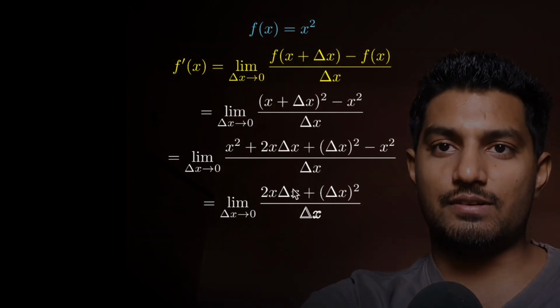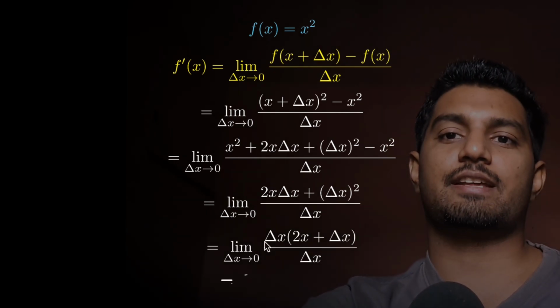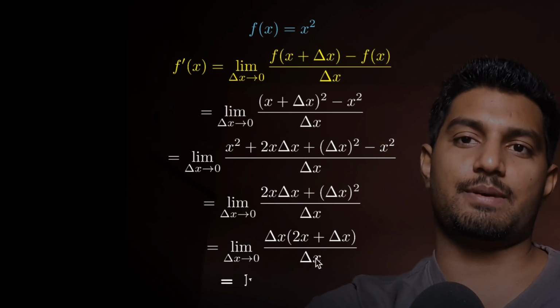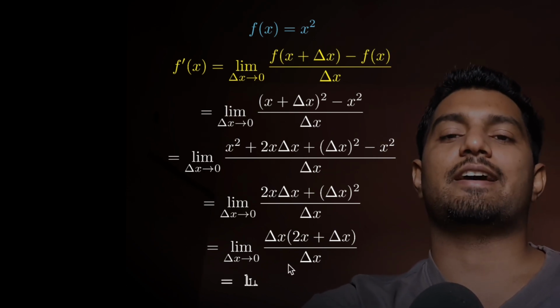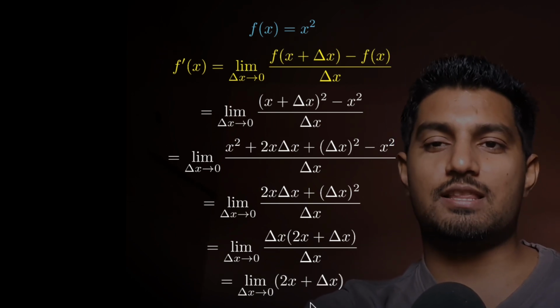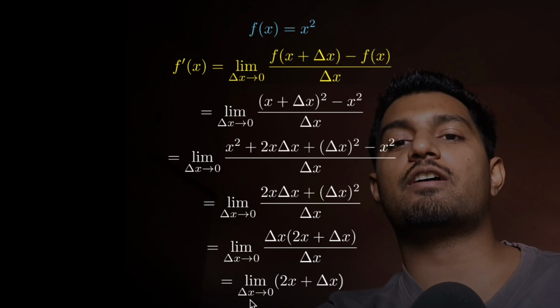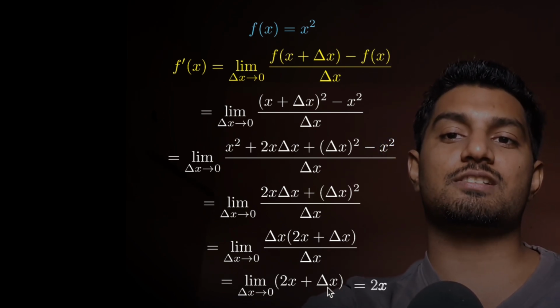And as you can see, delta x is common over there, so we can segregate and take this delta x out. Then we can cancel this delta x against this delta x and solve it. Now the equation is in a very good form where we have nothing in the denominator, and if I just input delta x to be 0, I am left with 2x. So this gives the solution.